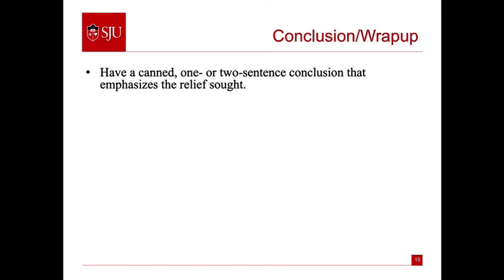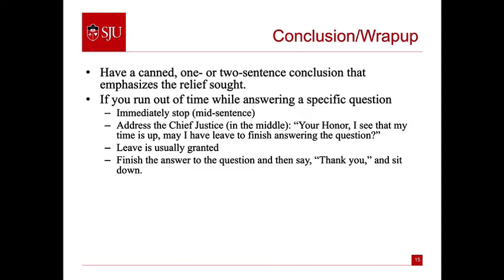There'll be a timekeeper who will give a certain countdown. Maybe when 2 minutes are left, they'll put up a 2-minute sign, and then 1 minute, and then time. So you'll be able to kind of keep track of the argument as it goes along. But no matter what, you want to have a canned 1 or 2 sentence conclusion that really emphasizes the relief that you want. So you could say something like, accordingly, because my client's confrontation clause rights were violated, this court should reverse the decision of the 14th Circuit. Short, sweet, to the point.